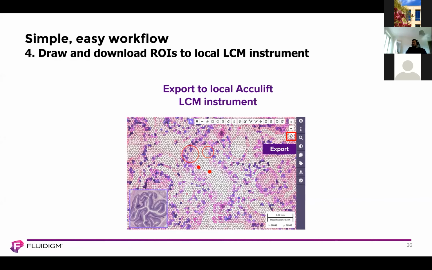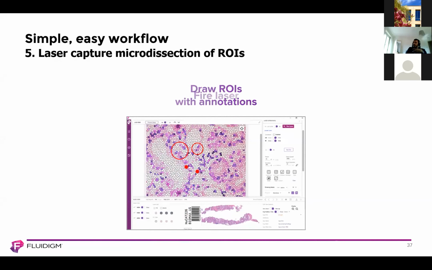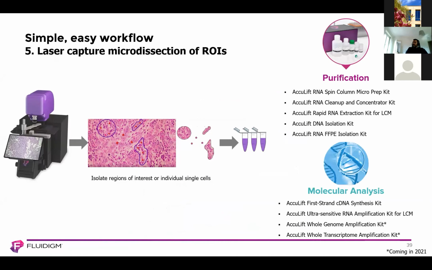You can then take all that information and export it directly to the machine, in which you can then just fire the laser, removing all these individual sections and placing them on the caps as mentioned beforehand. And then, once you have all of those caps and tubes, you can purify the material as required, either for DNA, RNA, even protein if need be, and do the molecular analysis that is required.